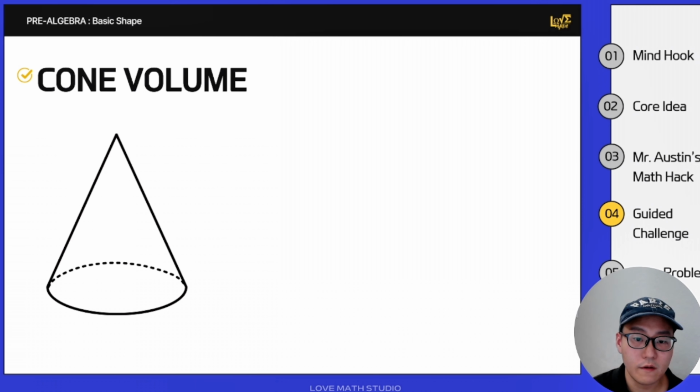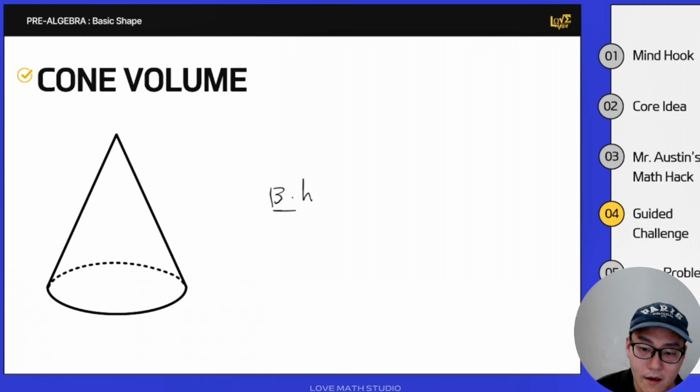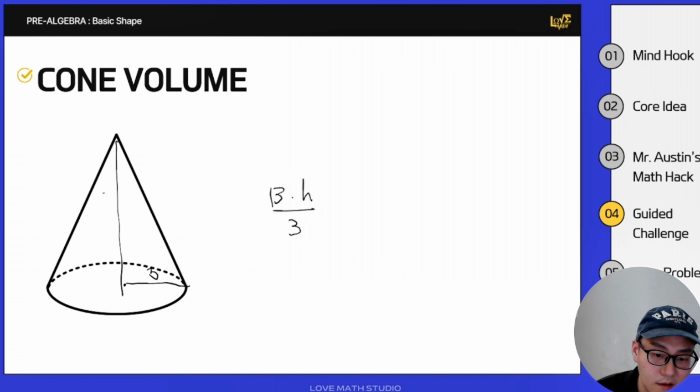And next one, we're gonna go over volume of cone, which is pretty much similar to the pyramid. If you fill in the water here and pour this whole cone volume of water into the cylinder, it exactly fits 3 times. You can pour 3 times, which means the base area times height divided by 3 is also the volume of the cone. So let's say the radius is 3, and height is also 10.